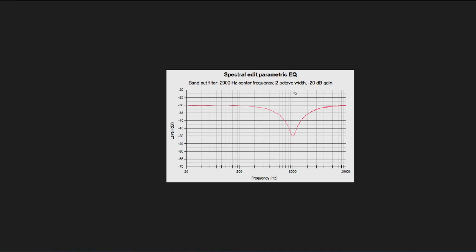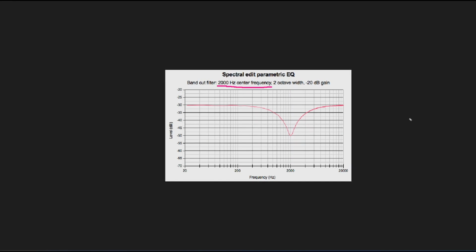The first parameter is the center frequency, and what we see here on this plot is that the center of our notch is at 2 kilohertz because it was designed with a 2 kilohertz center frequency. So that is the point of maximum resonance of this particular EQ band. Okay, so we've got our frequency.